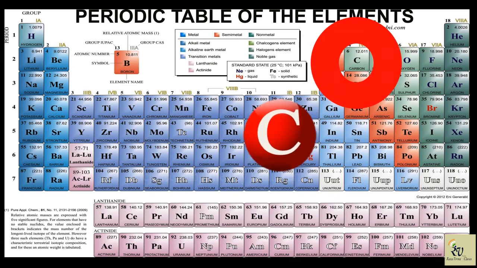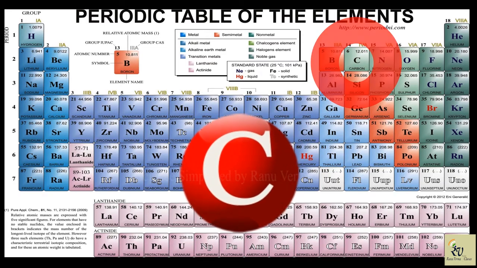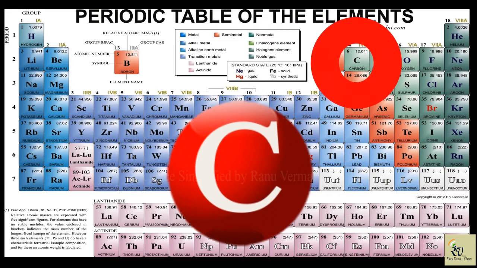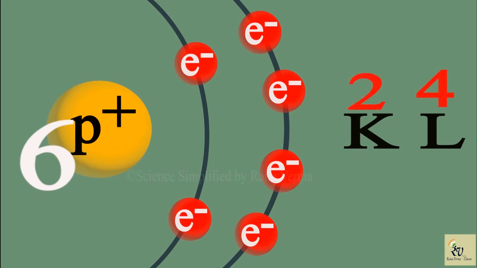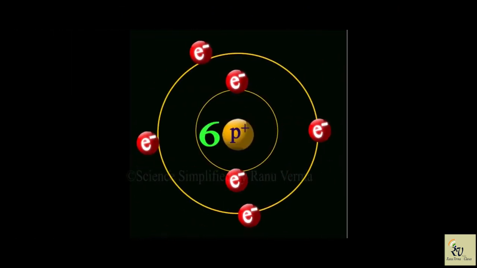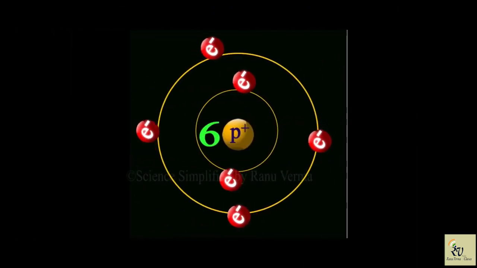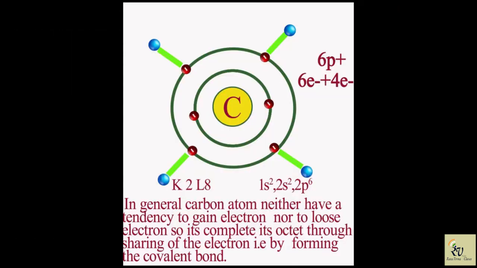First of all, see the position of carbon in the periodic table. It is in the second period, and group-wise, it is in the second p orbital. Now see the configuration. In the K orbit 2 electrons, in the L orbit 4 electrons, means a total of 6 electrons. Now according to the octet rule, the valency of carbon is 8 minus 4, and that is 4. Means carbon requires 4 more electrons to complete its octet.